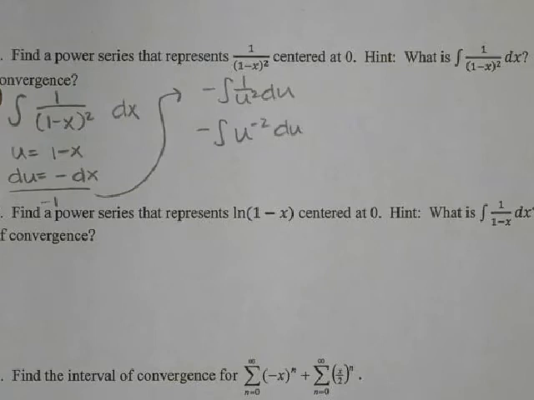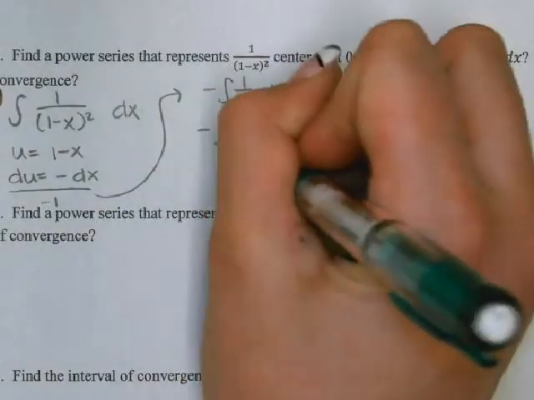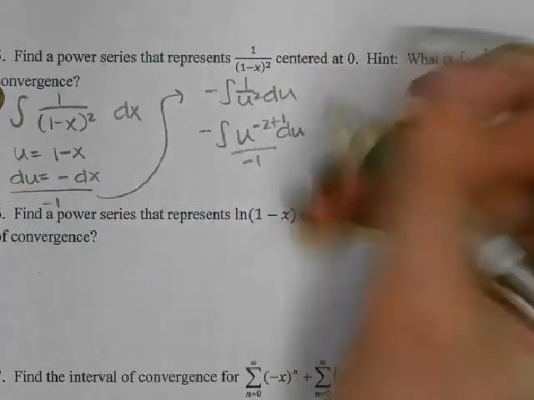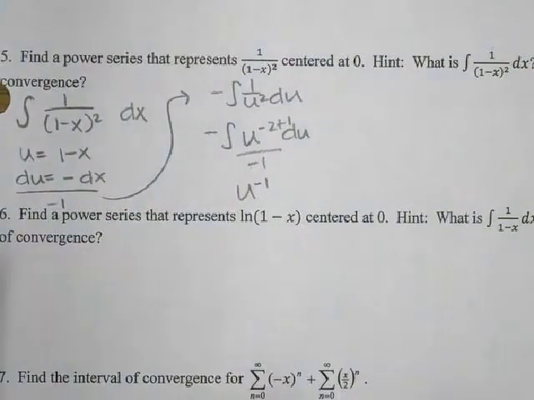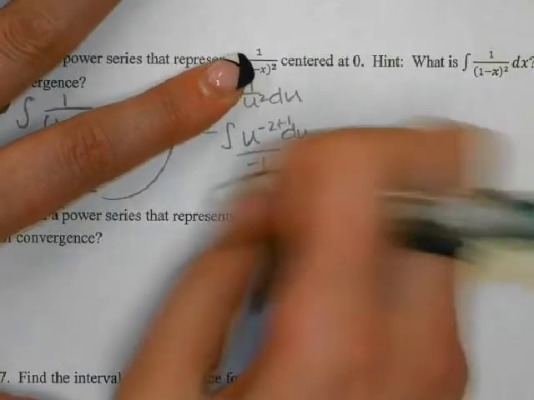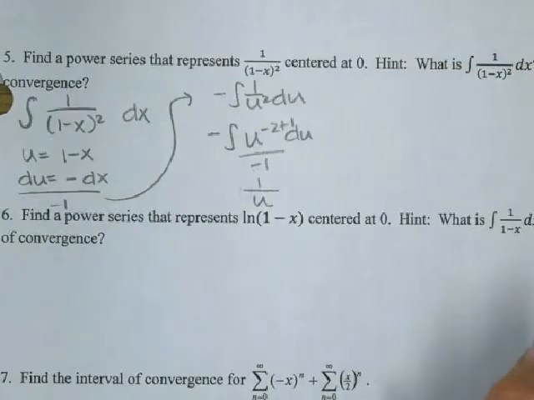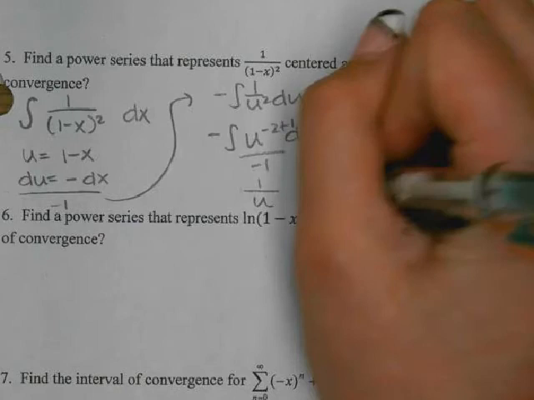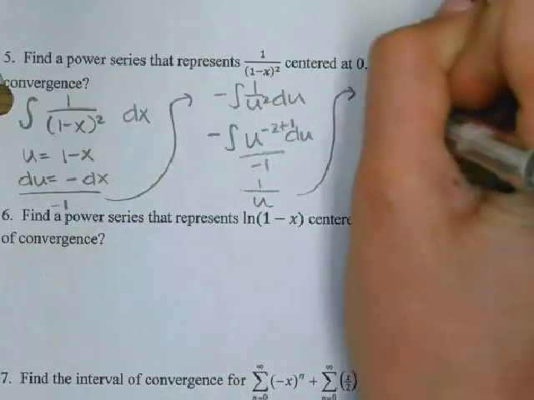So when I integrate that, I add 1 to the exponent, so I'm dividing by -1. And I can see that these two negatives would cancel. So I would end up with u to the -1, which is the same thing as 1 divided by u. All right. So that means that the integral is 1 over 1 minus x.